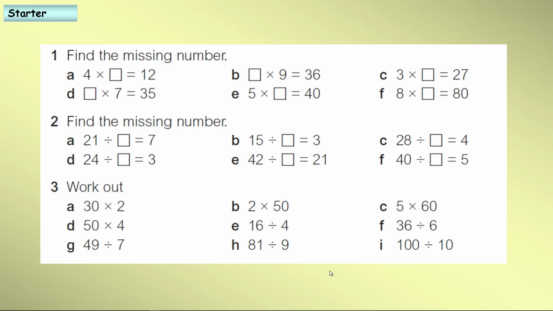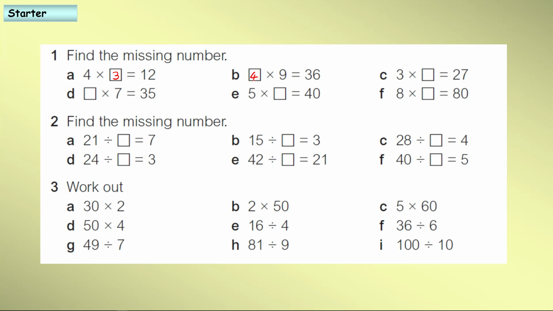Here's our starter. So hit pause, have a go at all the questions, and when you're ready to go over them, hit play again. Okay, so you've written all these out. I'm sure you've written the question, not just the answer. Good. 4 times something gives me 12. What's that going to be? 3. Good. Something times 9 gives me 36.